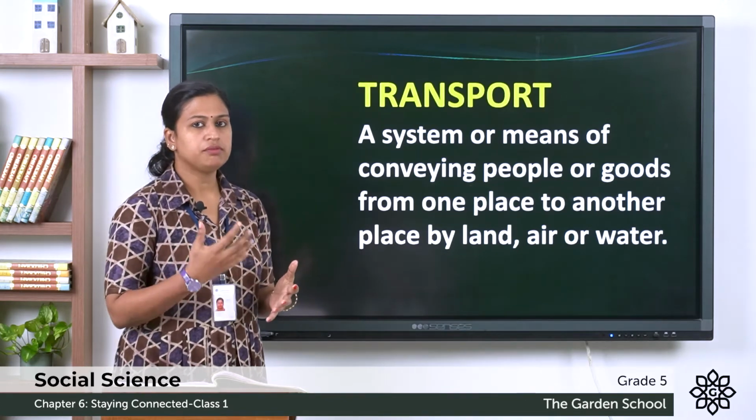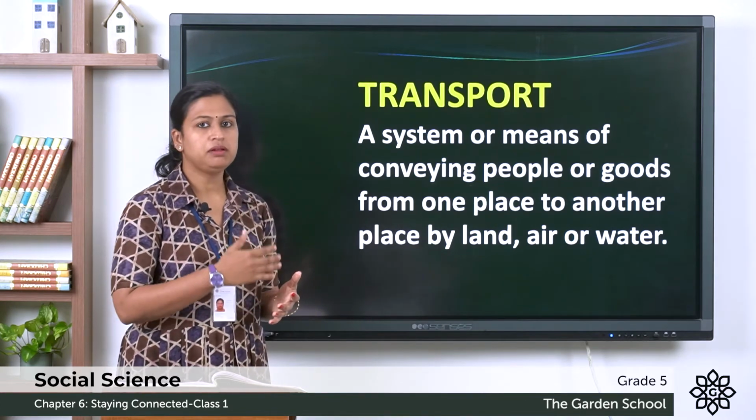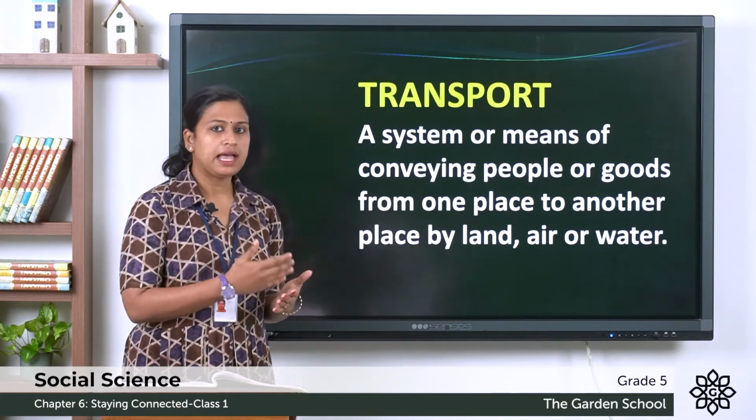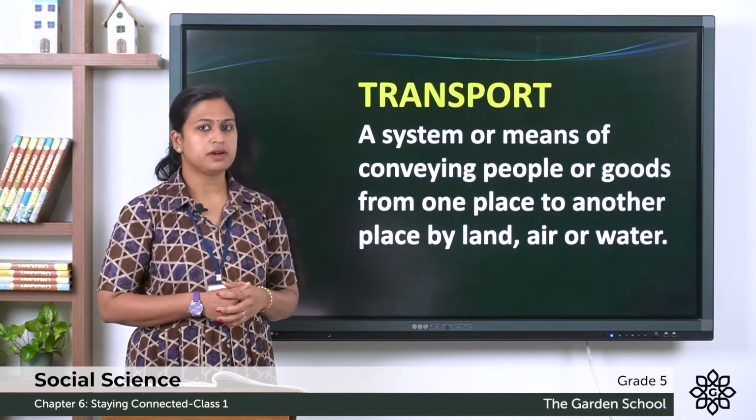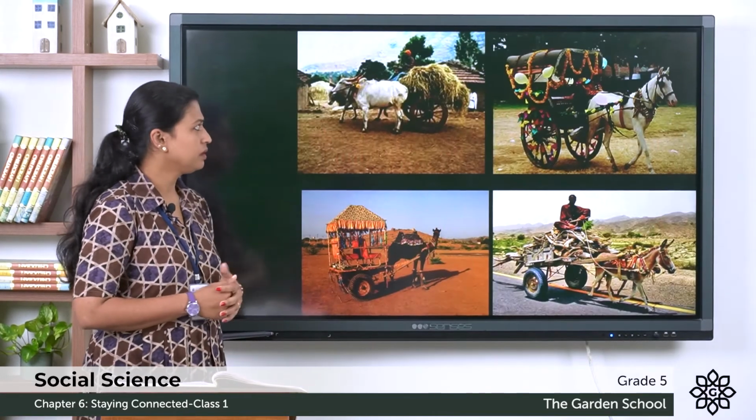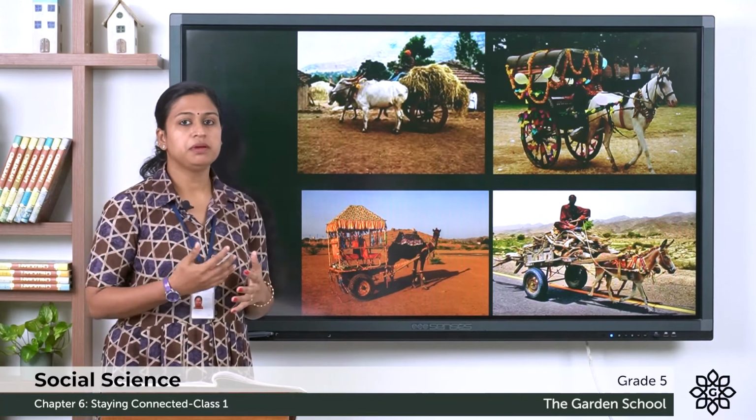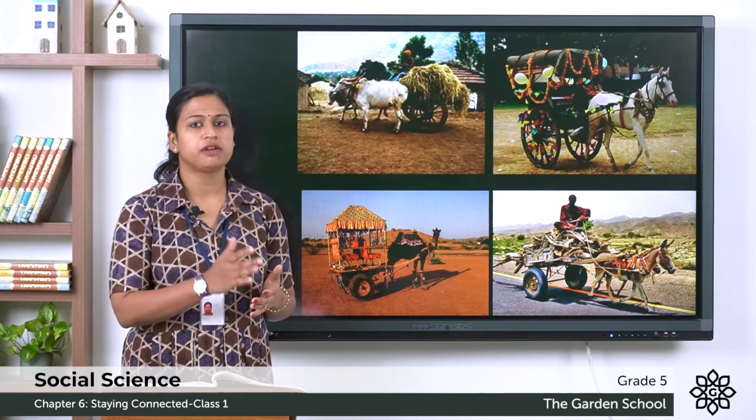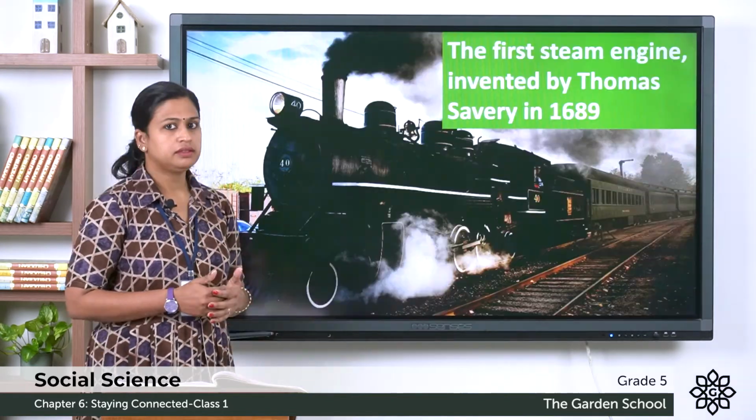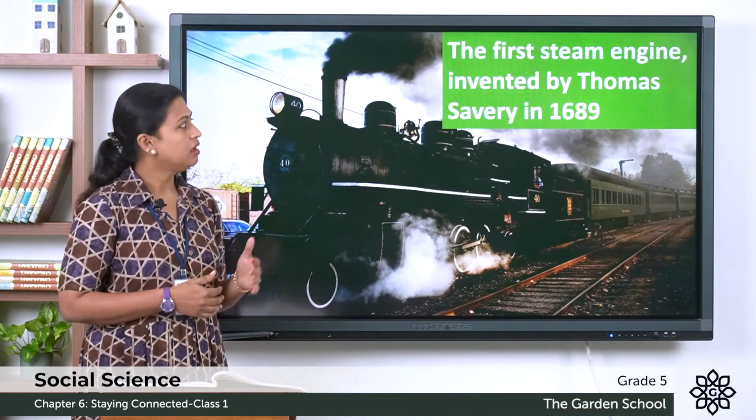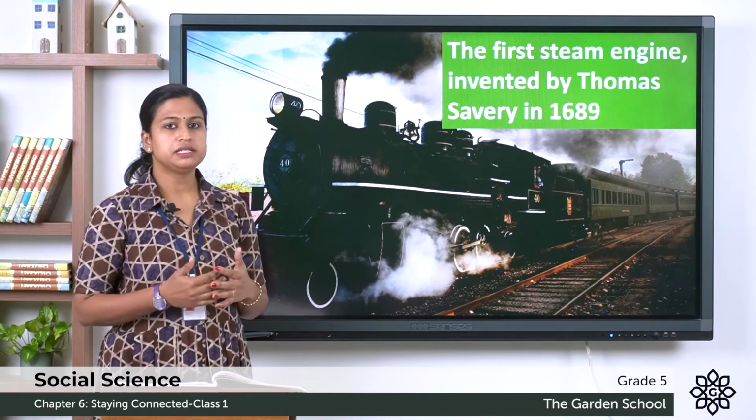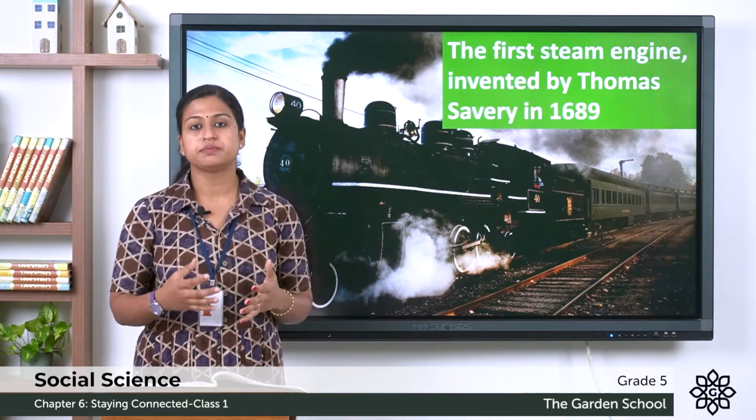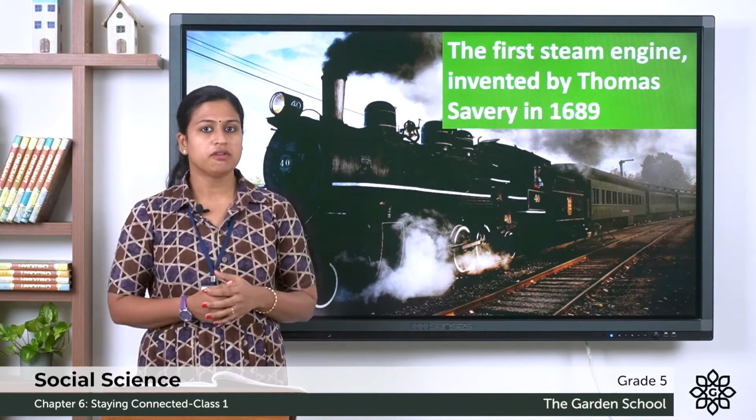A system or means of carrying people or goods from one place to another by land, air, water is known as transport. In ancient times, people used different animals for transporting and for traveling from one place to another. Then in 1689, Thomas Savery invented the steam engine and this made traveling and transporting goods easier and faster.